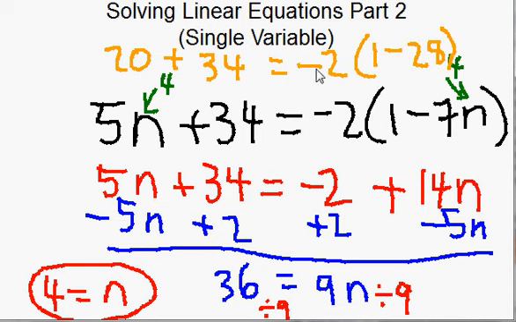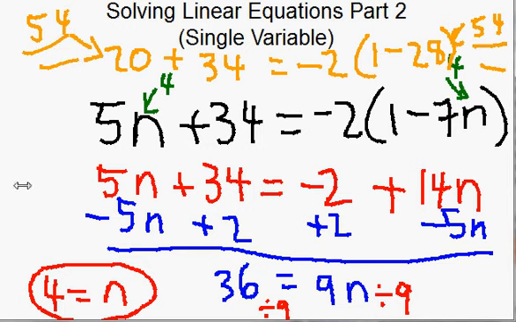Oh, this is a little weird. 1 minus 28 is negative 27. Negative 27 times negative 2 is 54, actually. So this side here is 54, and that side is 20 plus 34. It is 54, so we have a match. But of course, because math always works if you do it right.